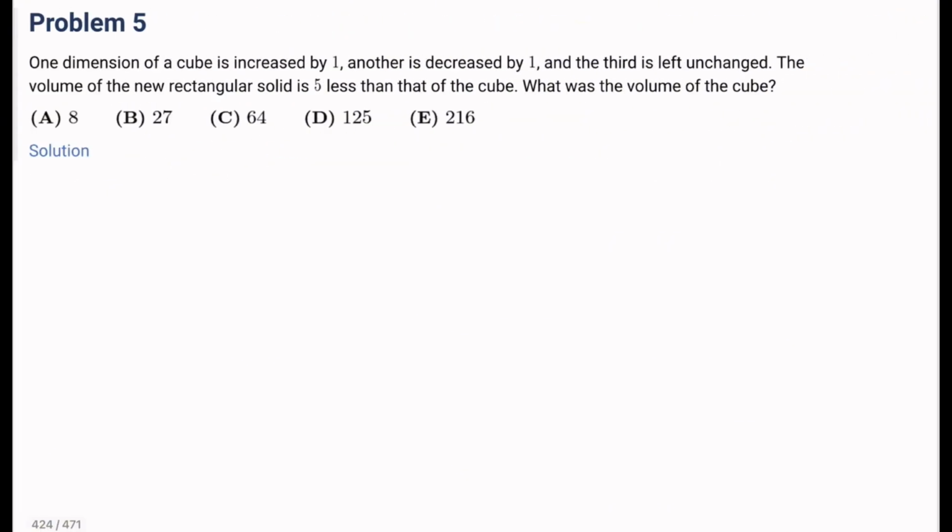Number 5, one dimension of a cube is increased by 1, another is decreased by 1, and the third is left unchanged. The volume of the new rectangular solid is 5 less than that of the cube. What was the volume of the cube? Okay, so let's say the cube had side length A at first, so the volume would be A cubed, right? And then one dimension is increased by 1, one is decreased by 1, and the third is the same. So this becomes A times (A plus 1) times (A minus 1), which is A cubed minus A.